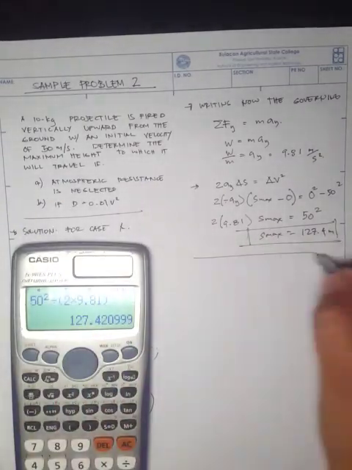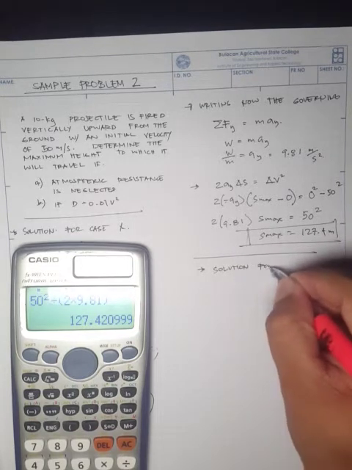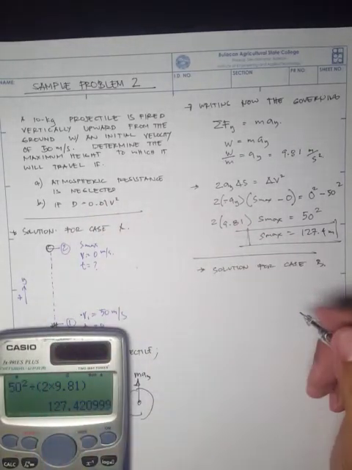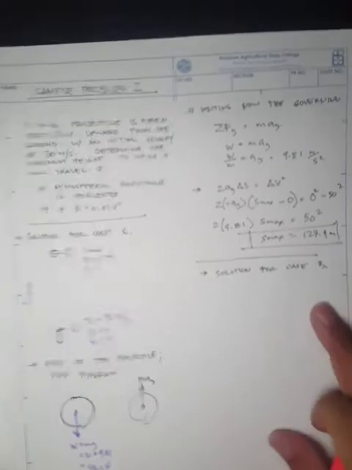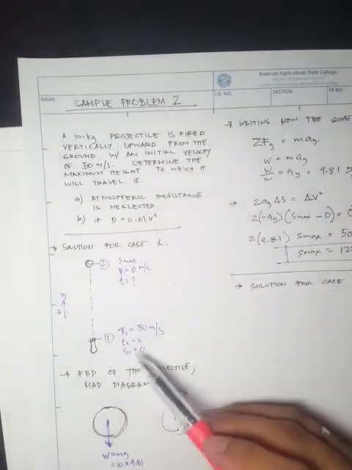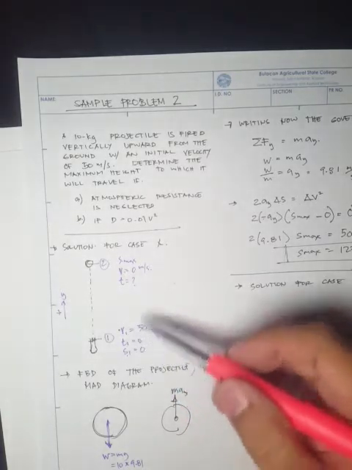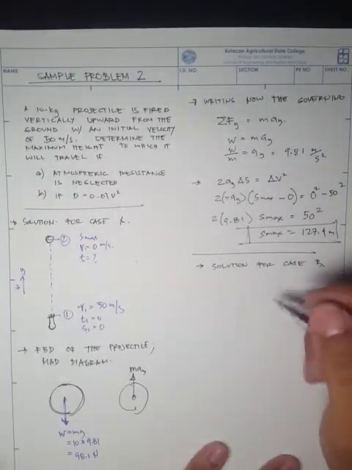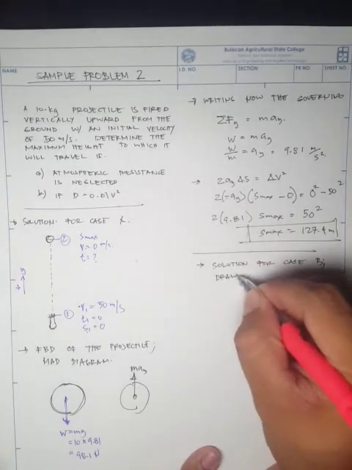All right, so let's try to solve another solution for case B. Okay, so for case B, now we will have a different free body diagram, but the scenario is still the same. We still have these initial conditions here and then the conditions at the end. So let's draw the free body diagram.